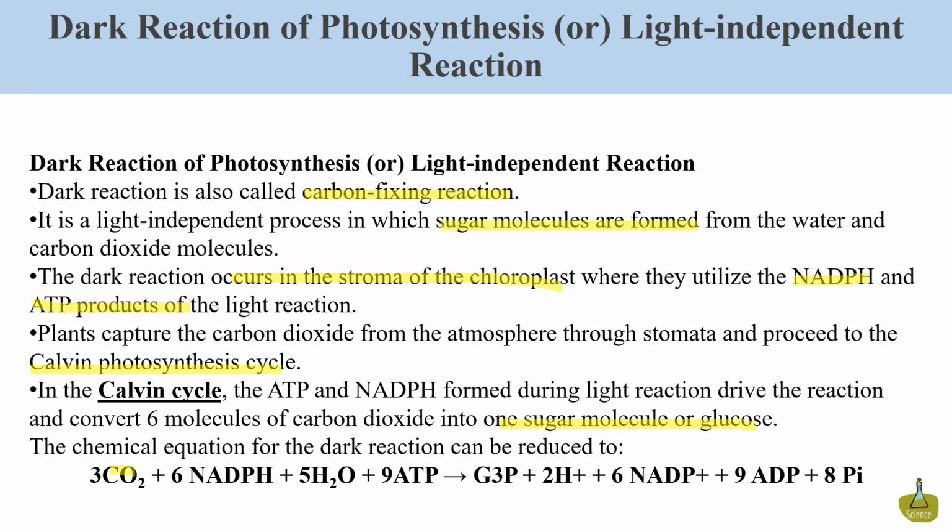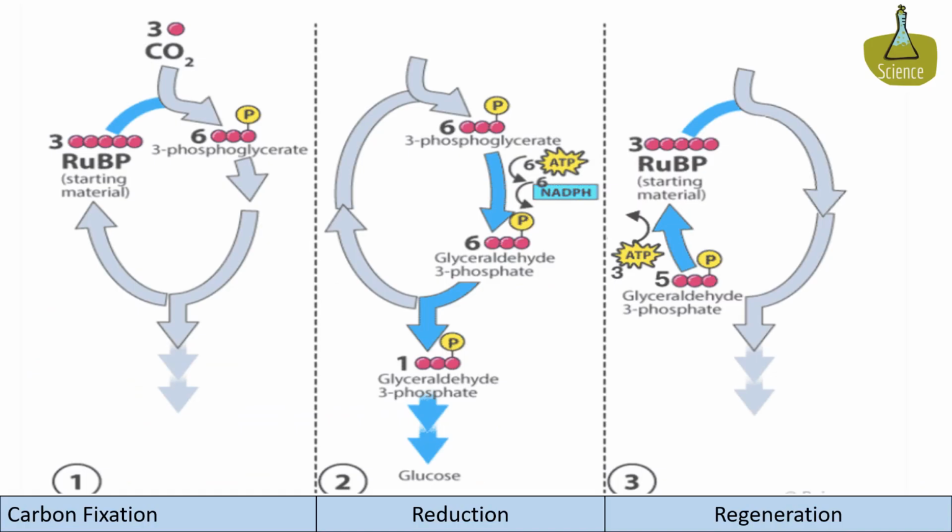Here we can see the carbon dioxide molecules being converted into glyceraldehyde 3-phosphate, of which two molecules give rise to one molecule of glucose. Because here we took 3 molecules of CO2, in total we need 6 molecules of CO2 to form one molecule of glucose. And here we use the NADPH and ATP molecules for the process of the Calvin cycle.